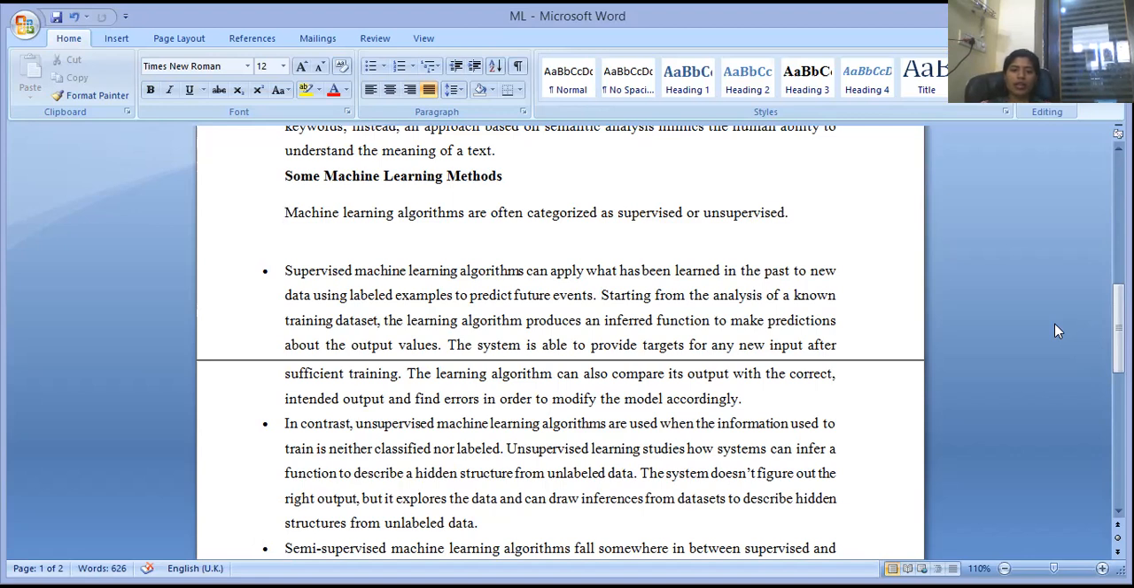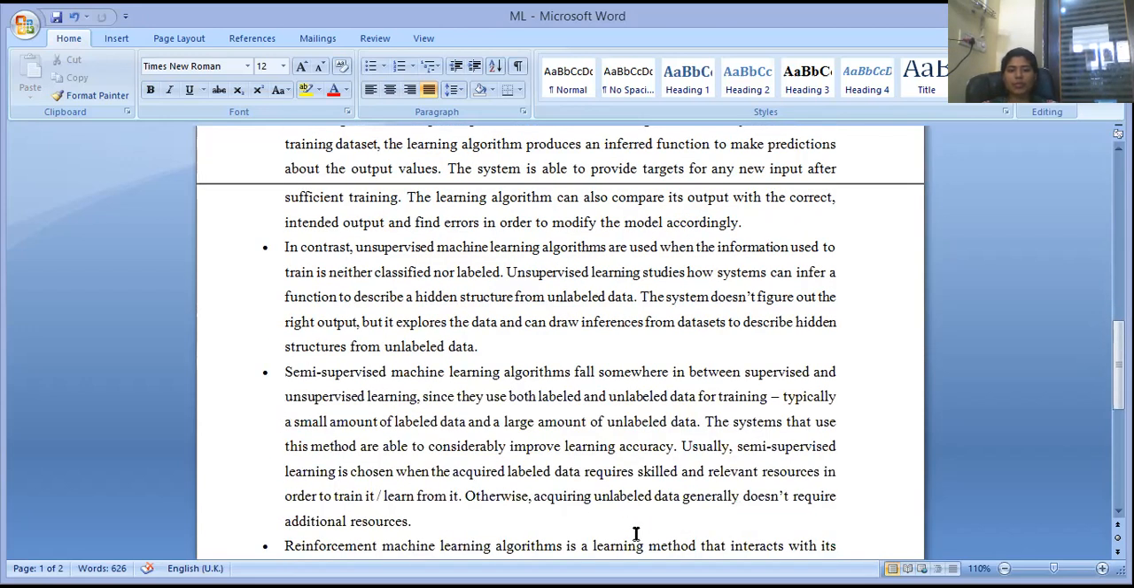Now, in contrast, unsupervised learning algorithms are used when the information used to train is neither classified nor labeled. The training data, over which you are performing your operations, is neither classified nor labeled, isn't it? So unsupervised learning studies how systems can infer a function to describe a hidden structure from unlabeled data also. Brilliant.